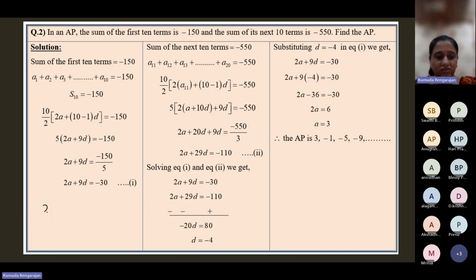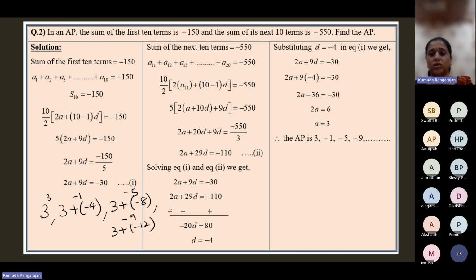So A is 3. The next term will be A plus d, that is 3 plus minus 4. The next term will be A plus 2d. What is 2 into d? Minus 8. Then the next term will be A plus 3d, 3 into minus 4, so minus 12. So the terms are 3, minus 1, minus 5, minus 9, and so on.